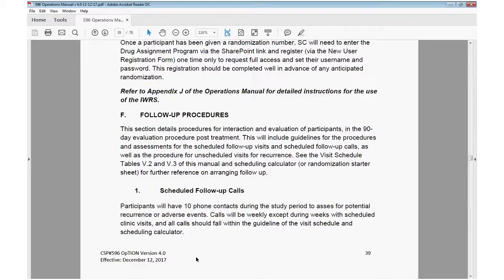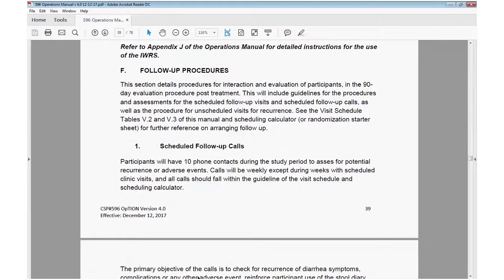Follow-up procedures. This section details procedures for interactions and evaluations of participants in a 90-day evaluation procedure and post-treatment. This will include guidelines for the procedures and assessments for the scheduled follow-up visits and scheduled follow-up calls, as well as procedures for unscheduled visits for recurrence. See the visit schedule tables version 2 and version 3 of this manual, and the scheduling calculator for further reference in arranging follow-up.